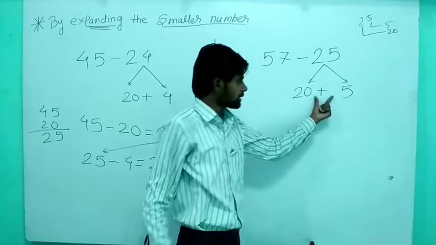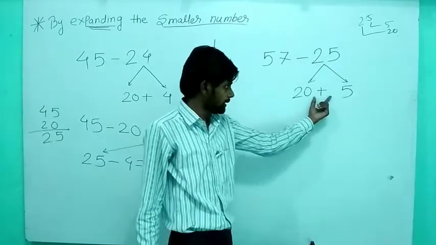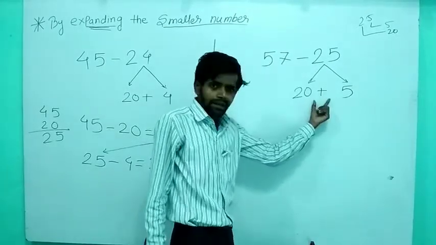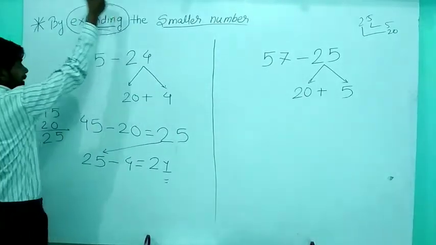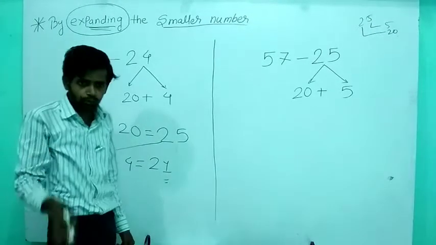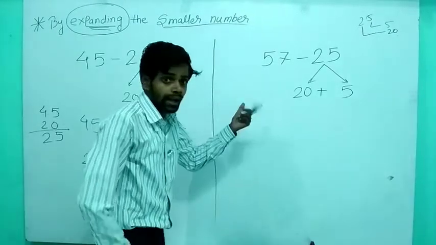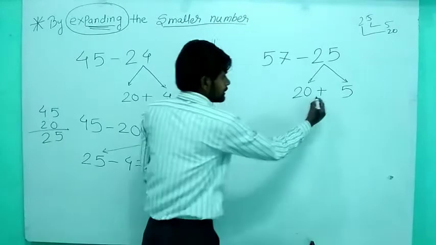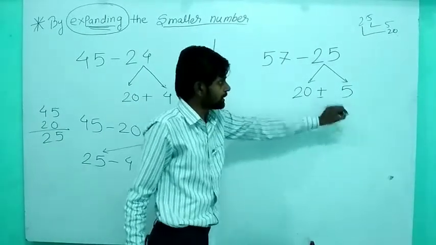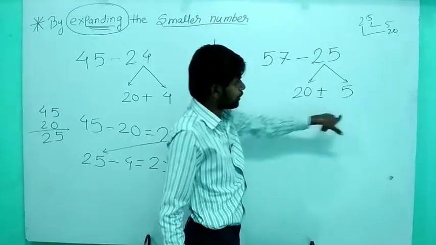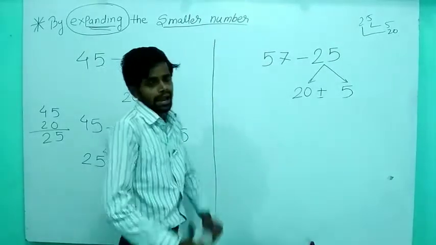So it is a sum, that means plus. The expanded form of any number is क्या है? Sum of place value of both the digits. तो दोनों का place value क्या है? 5 और 20. उनके बीच में क्या लगाएंगे हम लोग? Addition.